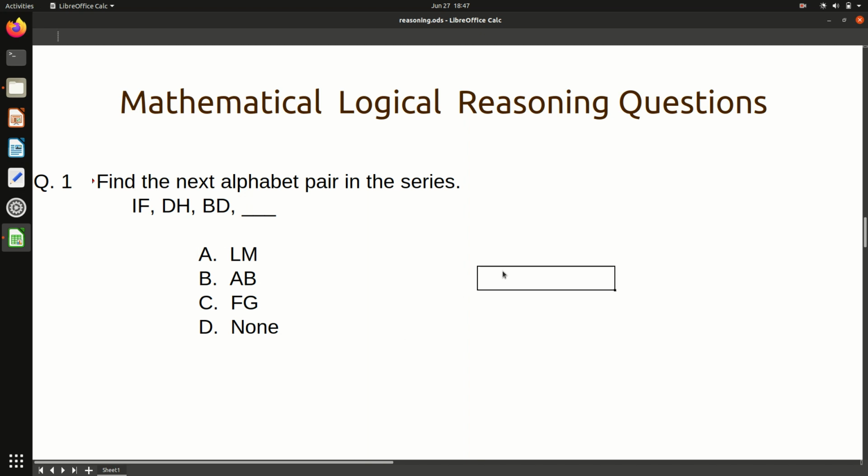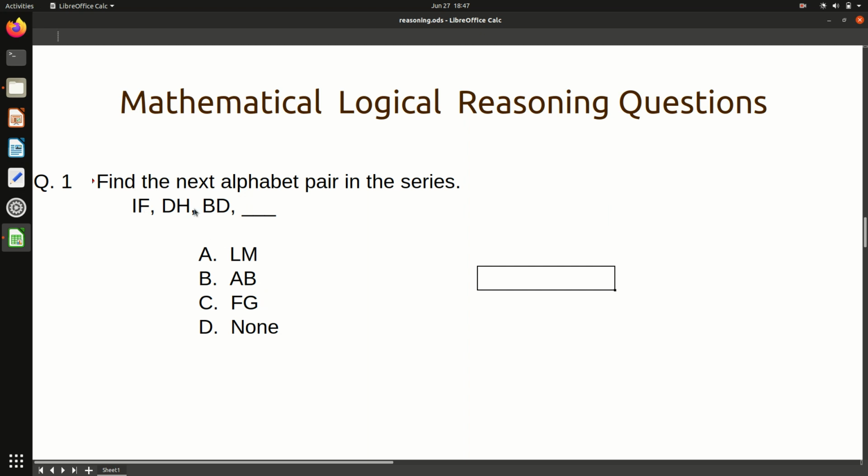So this is the first question on your screen and you can pause the video and try it yourself, then we will move to the solution. See, in this question, as you can directly see, we have to find the next alphabet pair in the series. So we have to fill this blank and we have been given 4 options. So see, one thing is very clear.